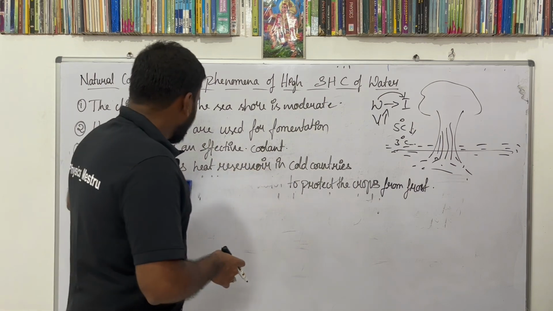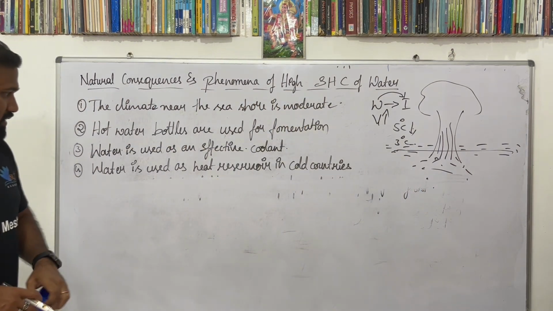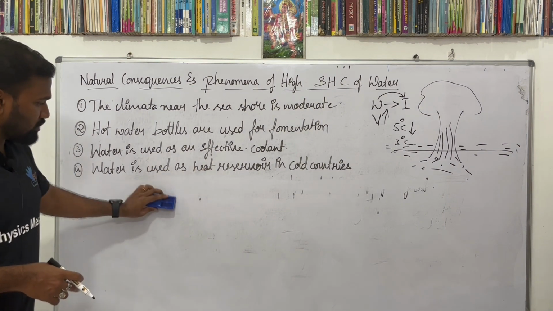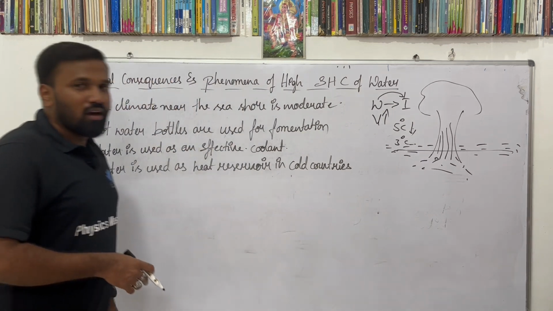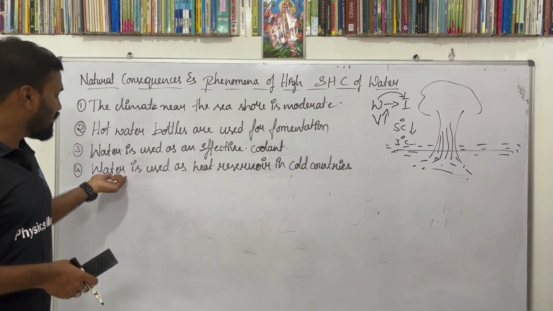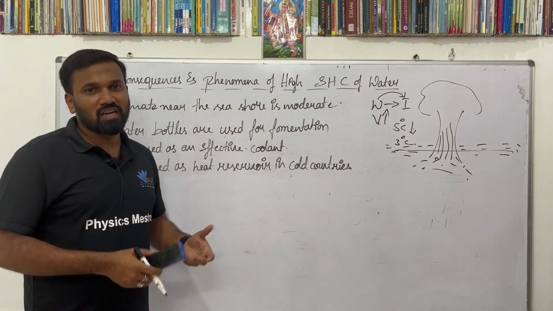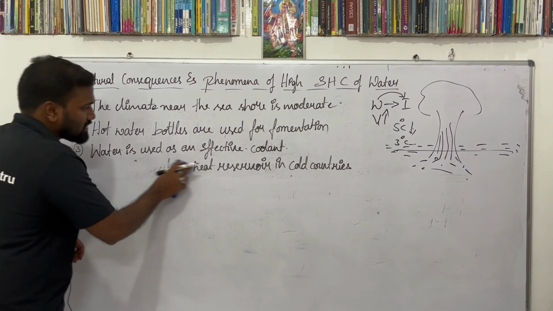Next, water is used as the reservoir in cold countries. Okay, so in cold countries, usually to keep safe the wines and other liquid materials, they will use what? Water as the reservoir, since it has a high specific heat capacity. Next one is what? Water is used as an effective coolant.